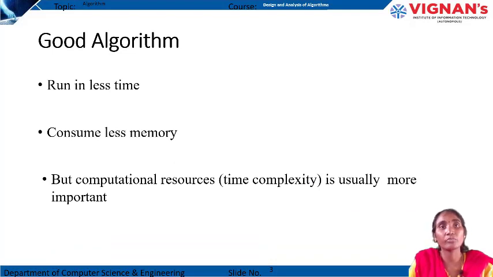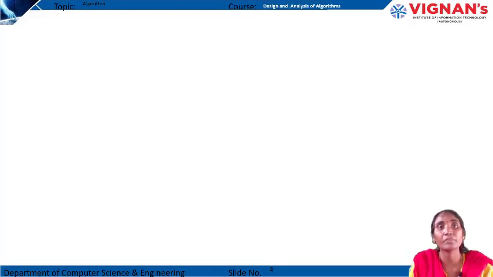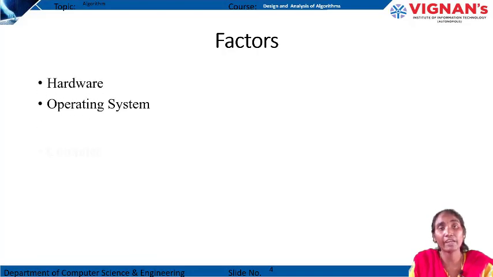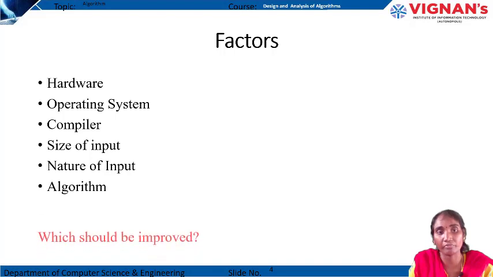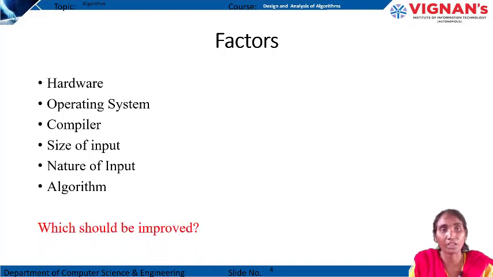While designing an algorithm, when can we say whether it is a good algorithm or an average algorithm? A good algorithm executes in less time and also consumes less memory space. But computational resources, time complexity for example, is usually more important. The factors which affect your algorithm analysis are the hardware we used, operating system, compiler, size of input, nature of input, and the algorithm we used, which should be improved.